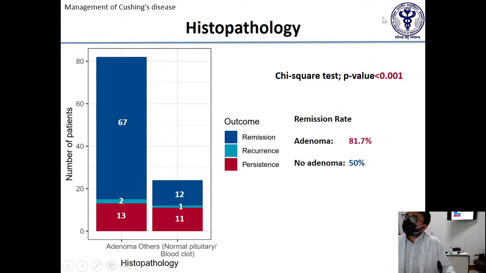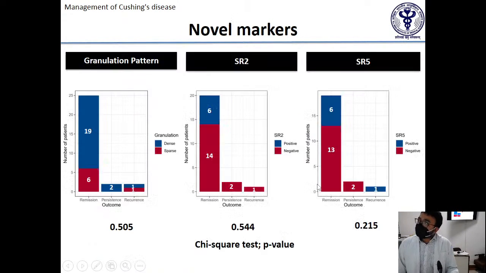So one important finding was that if the histopathology reported a positive adenoma, it was likely to have a higher remission rate as compared to those patients who did not have a positive biopsy. The remission rate in patients with a positive histopathology was around 80%, whereas those without a positive histology tended to be around 50%.